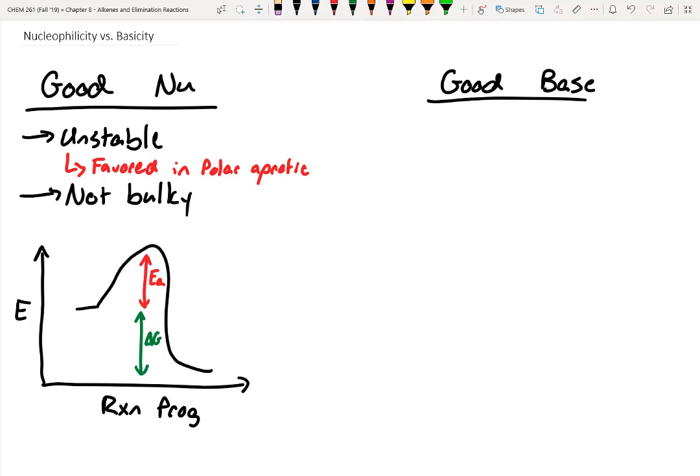Activation energy, exactly. So with nucleophiles, what we're really trying to do is make that hump as small as possible so that the reaction will go faster. So a good nucleophile will have a small activation energy. All right, now let's go over and consider what makes a base a good base. Is a base going to be good when it's stable or unstable? Unstable. So a good base is unstable.